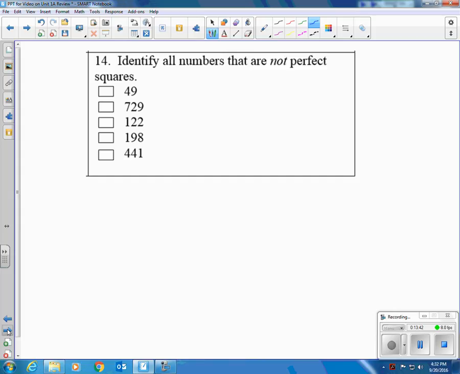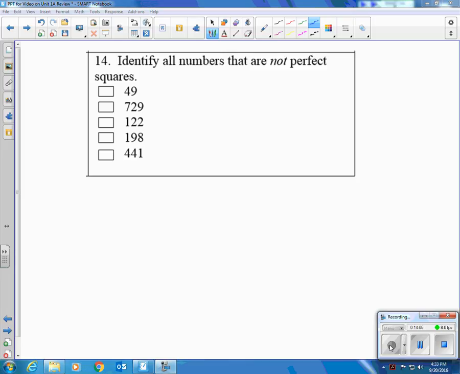Number 14 says to identify all the numbers that are not perfect squares. So the same principle applies. 7 times 7 is 49. That is a perfect square. 729, the square root of 729 is going to be 27. And so that also is a perfect square.